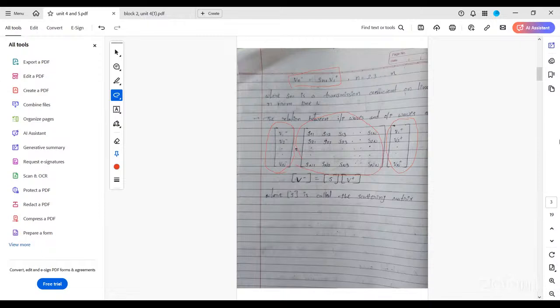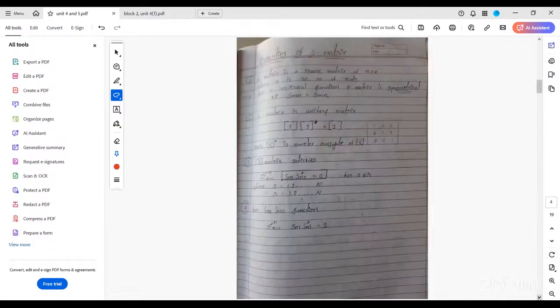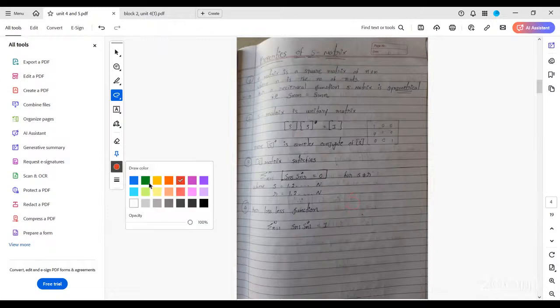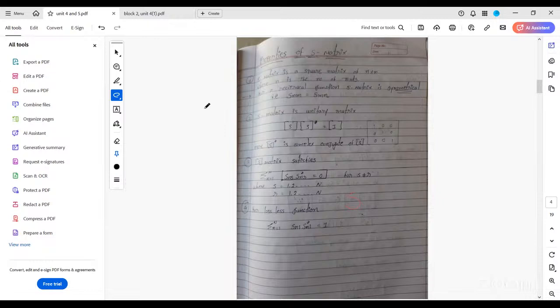Next topic is the properties of the S matrix. We have 4 properties of the S matrix. What are the 4 properties? The scattering matrix and its complex conjugate. Here, complex conjugate I am representing with a star. The matrix and its complex conjugate together give the identity matrix.